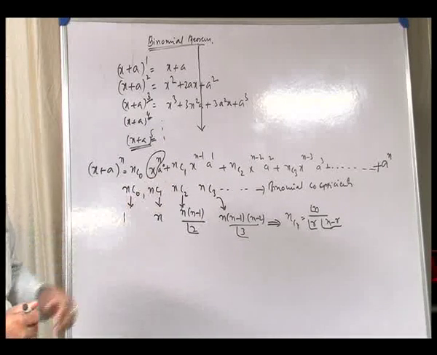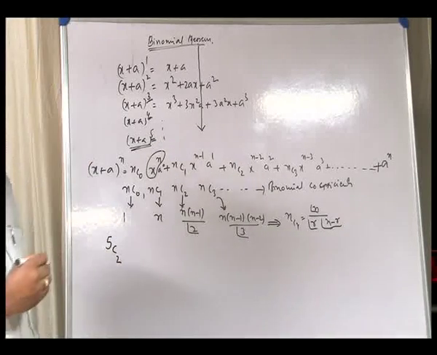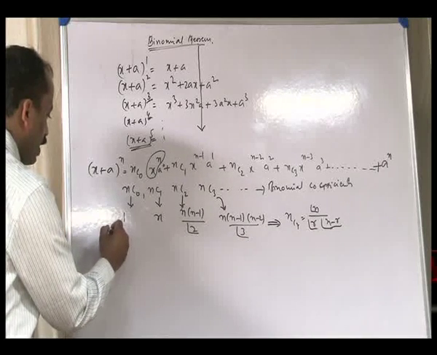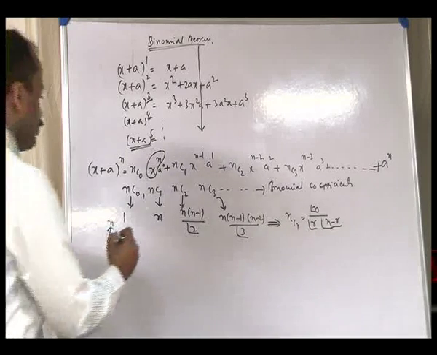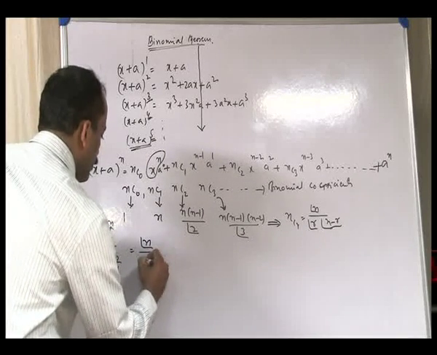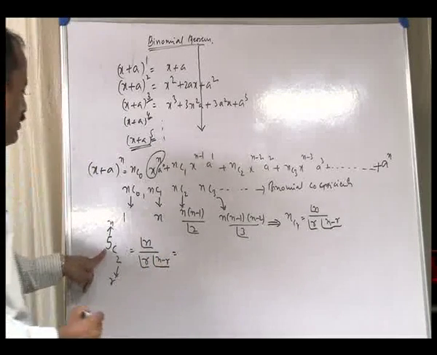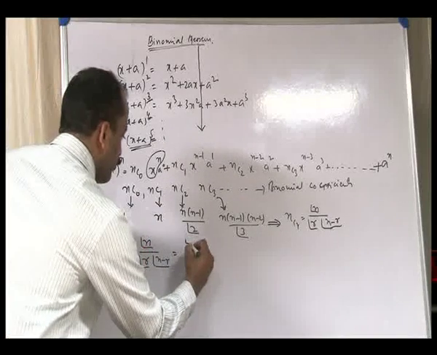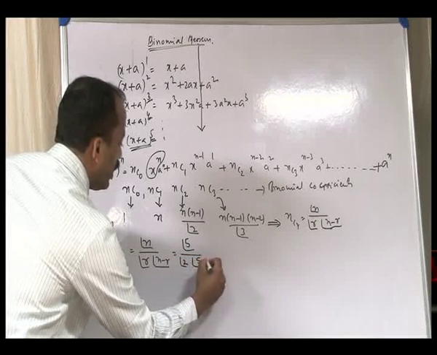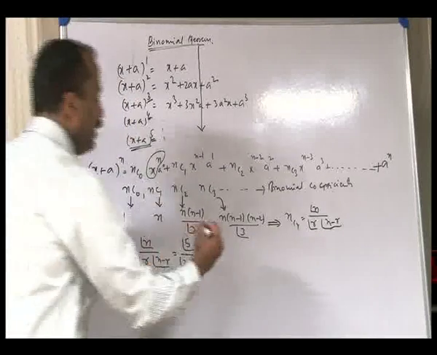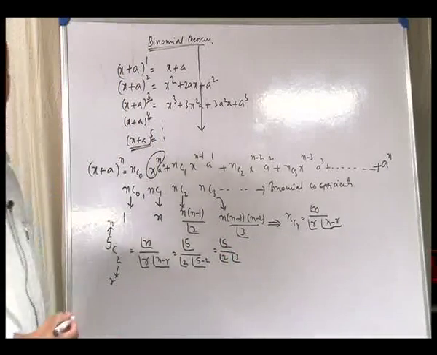Let us solve one problem on nCr. For example, 5C2. In this case, 5 is n, 2 is r. So it becomes n factorial divided by r factorial into n minus r factorial. What is n? 5 is the n value. So 5 factorial divided by r value 2 factorial into n minus r, that is 5 minus 2 factorial. That is 5 factorial divided by 2 factorial into 3 factorial.